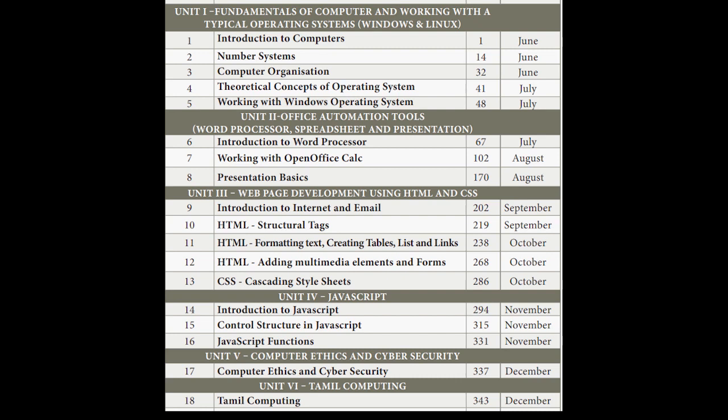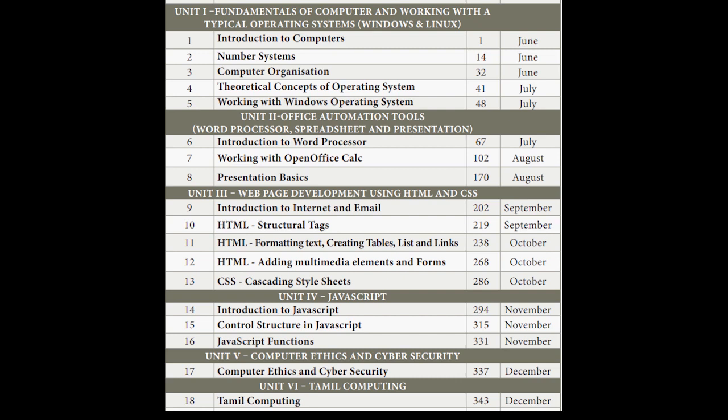And before that we saw about office automation tools, right? In office automation tools we saw about word processor, spreadsheet, and presentation. In word processor we saw OpenOffice Writer, in spreadsheet we saw OpenOffice Calc, and in presentation we saw OpenOffice Impress.